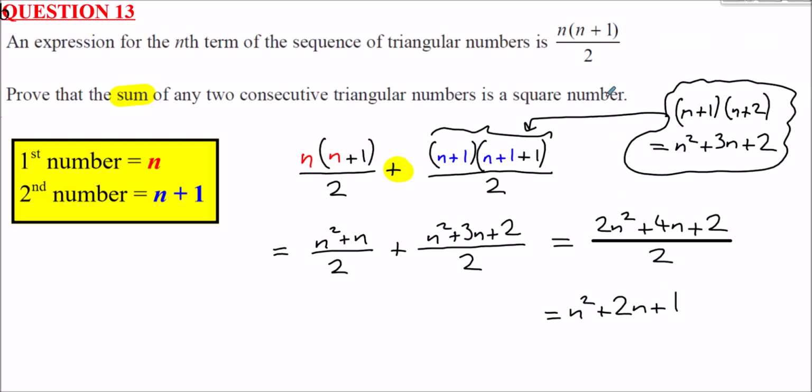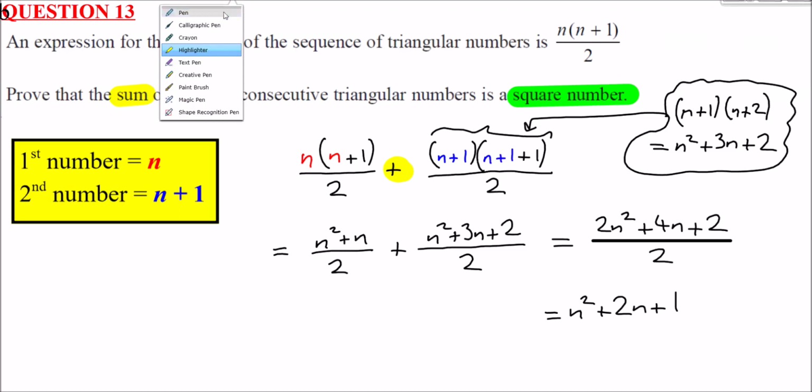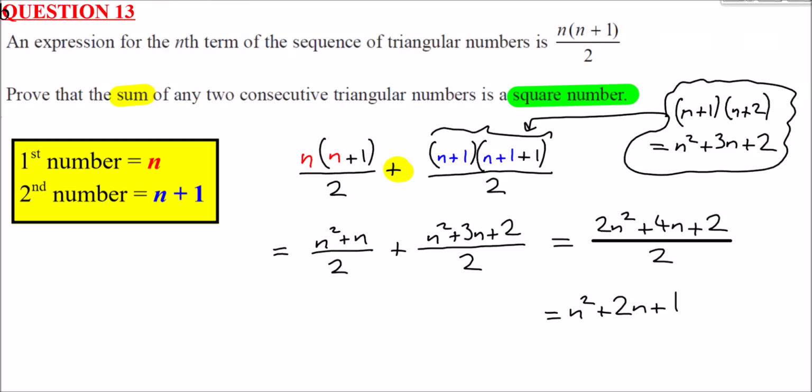Now, I need to show that this is a square number. So, essentially, I need to show this is something squared. This would factorize. So, I need to find two numbers that multiply to 1 and add up to 2. Those two numbers would be 1 and 1, because 1 times 1 is 1, 1 add 1 is 2.